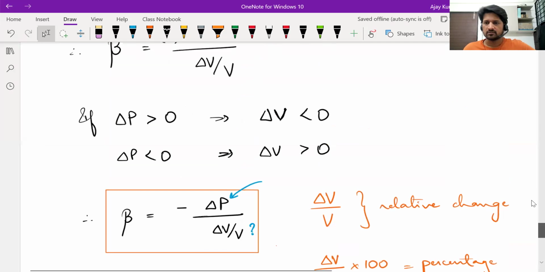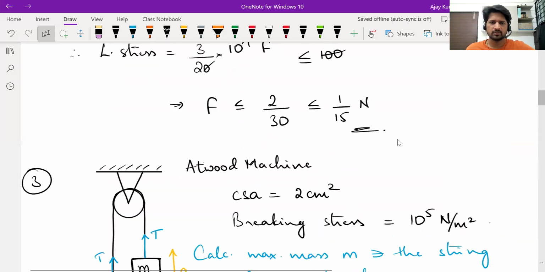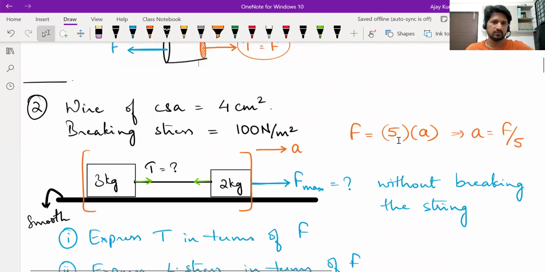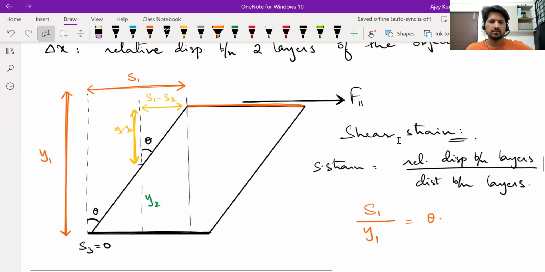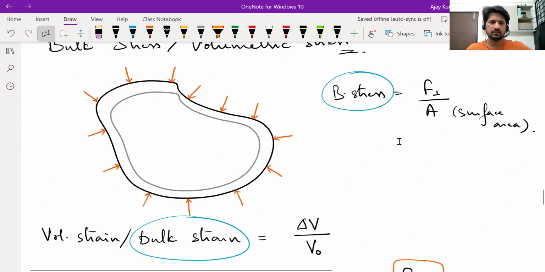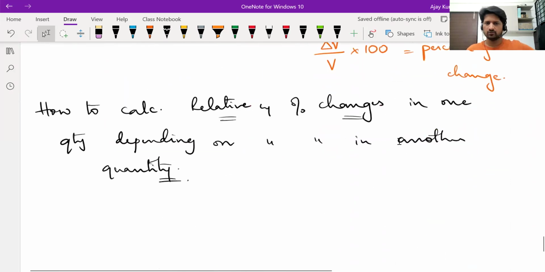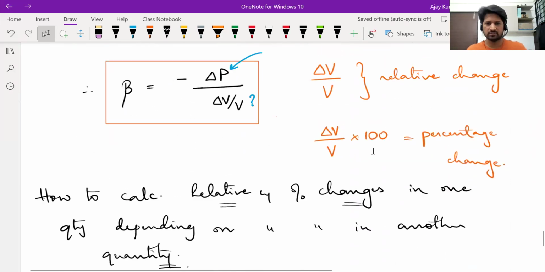So what all did we discuss today? Some more questions based on longitudinal stress, breaking stress in particular. Then we talked about tangential stress, tangential strain, then volumetric stress, volumetric strain. So tomorrow we'll solve problems based on all this and close this chapter.